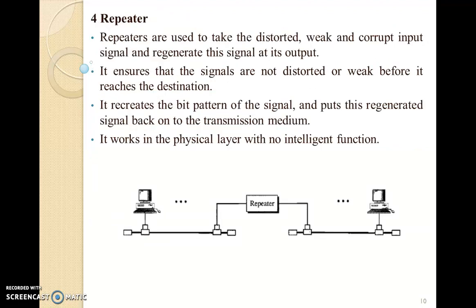Next device is a repeater. Now what is the use of a repeater? As the name suggests, it repeats something. So what does it repeat? It repeats the signal. Where the signal goes weak or weaker, at that location repeaters are desirable.